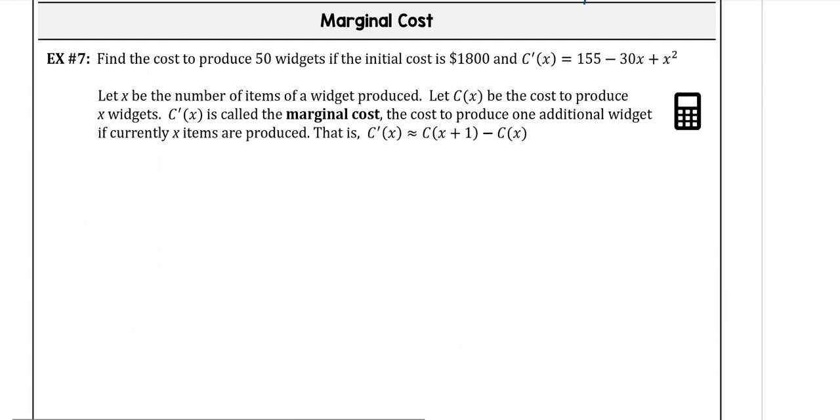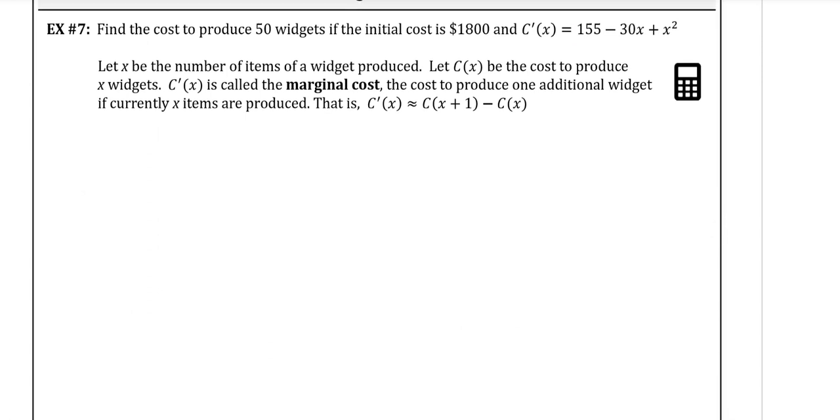Okay, so then finally, our old friend we haven't seen for a while, good old marginal cost, which is another way we can work backwards to find accumulation. So find the cost to produce 50 widgets if the initial cost is $1,800 and the marginal cost is equal to this function, 155 minus 30x plus x squared. Let x be the number of widgets produced. Let C of x be the cost to produce widgets, and C prime is called, of course, our marginal cost, the cost to produce one additional widget if x items are currently produced.